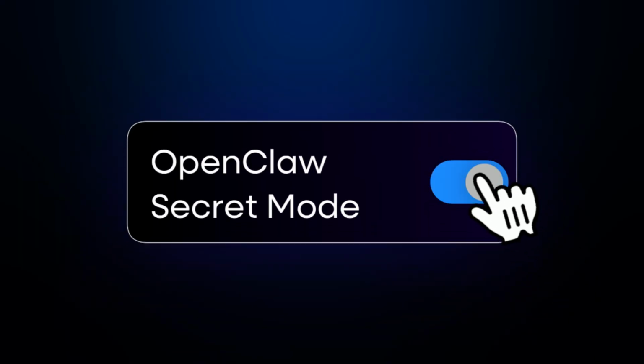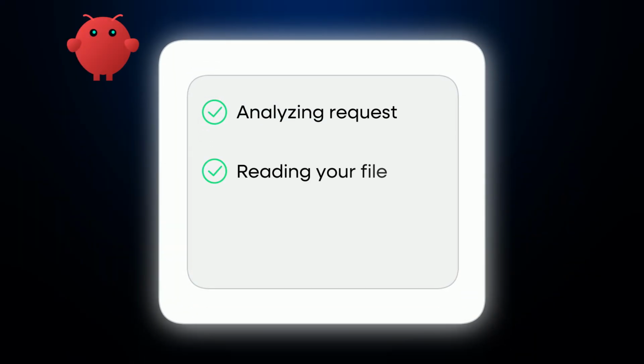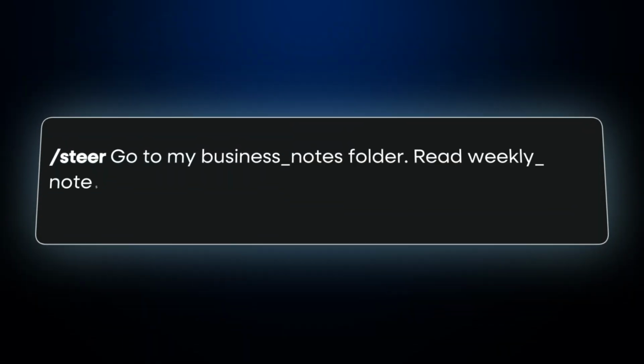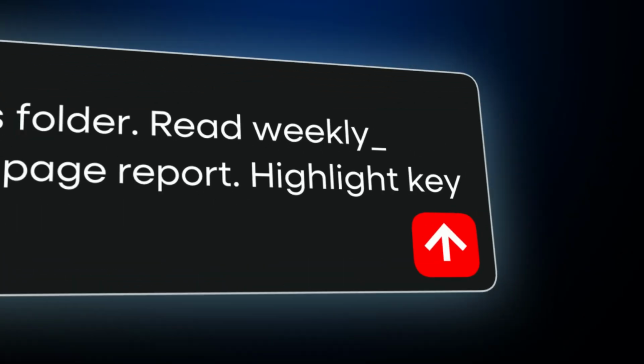OpenClaw 5.3 just dropped and has a secret mode. There is a command hidden inside OpenClaw 5.3 that lets you reach into a running AI agent and change its mind mid-task. No restart, no cancel, no lost work. You just type one word and the agent rewrites its own plan in real time.